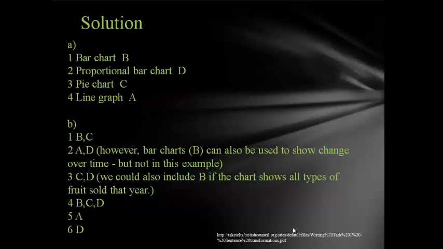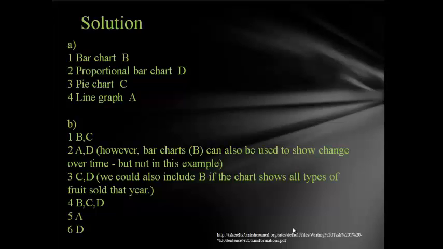For question B, answer 1 is B and C. Bar chart and pie chart show the situation at one point in time. Number 2, A and D. Line graph and proportional bar chart show change over time. However, bar charts can also be used to show change over time, but not in this example.